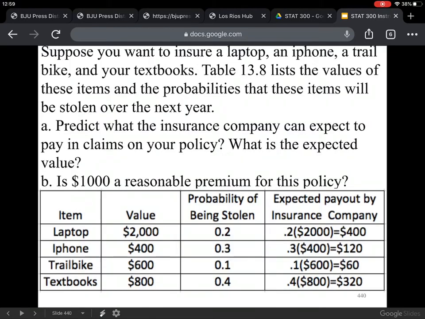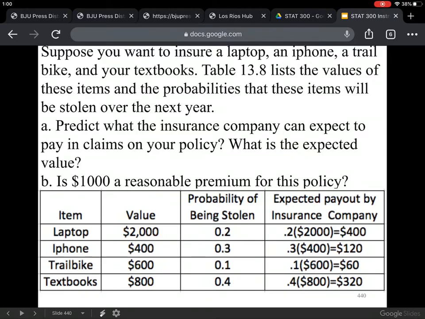Let's make it a little bit more interesting. Suppose you want to insure a laptop, an iPhone, a trail bike, and your textbooks. The table below, table 13.8, lists the values of these items and the probabilities that these items will be stolen over the next year. Part A and Part B predict what the insurance company can expect to pay in claims on your policy. What is the expected value? So that's basically asking the exact same thing.